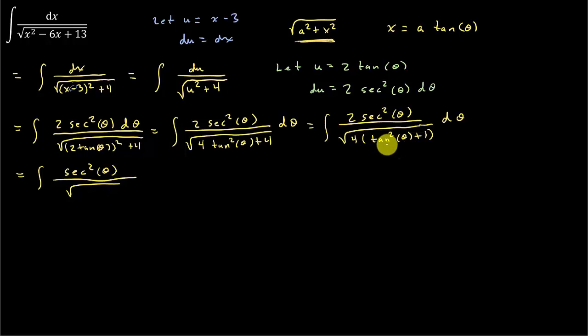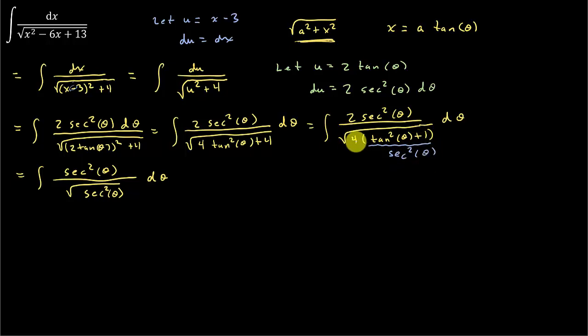This is going to be the square root of tangent squared plus 1. Well, tangent squared plus 1 is what? Secant squared theta, right? d theta. So let me show you what I did there. This tangent squared plus 1, I rewrote as secant squared theta.